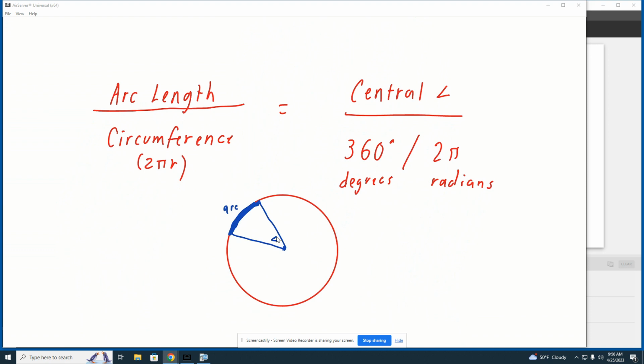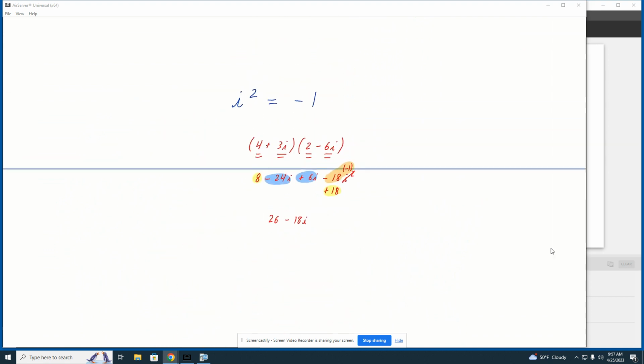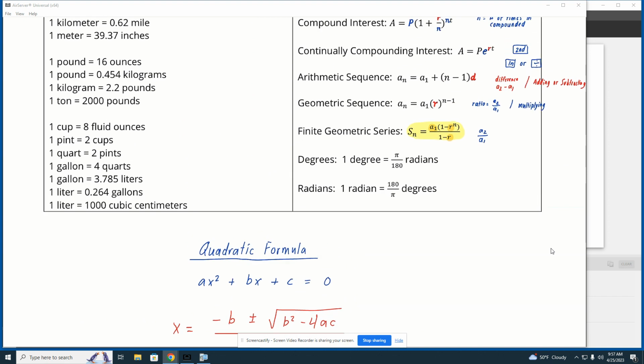If I want to try to find either of those, here's my formula. The arc length over the whole circumference of the circle, the whole distance around, 2 pi r, is equal to the central angle over either 360 if we're dealing in degrees, or 2 pi if we're dealing in radians. Your question and your answers will key in which one of those you're using. Okay? This would be an awesome formula.